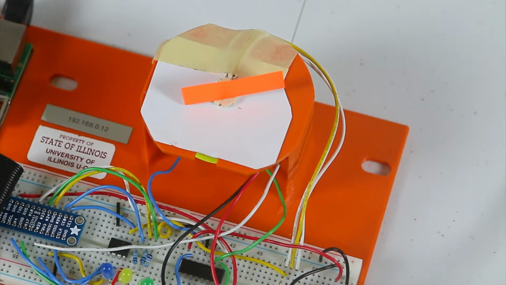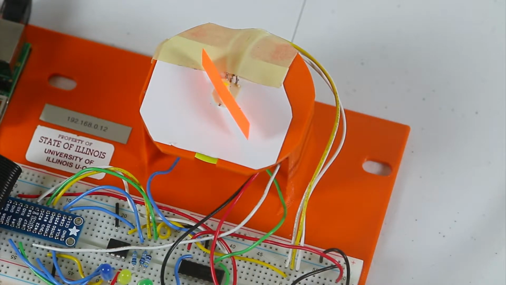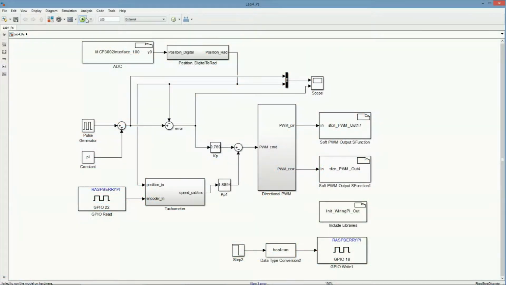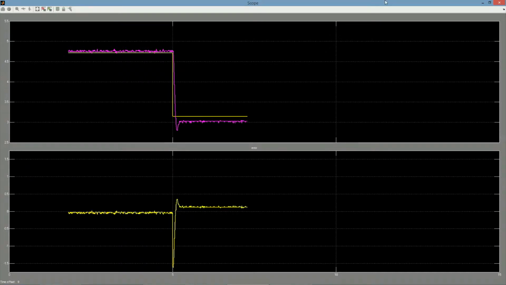Variations of proportional integral and derivative, or PID control, are used to accomplish this motion. The students implement their control law using MATLAB and Simulink. This is an example of the Simulink model of a completed PD control law for the motor. MATLAB's Raspberry Pi support package writes the code based on this model, compiles it, and runs it on the Raspberry Pi. As the control law is running, the data is being plotted on the screen in real time.